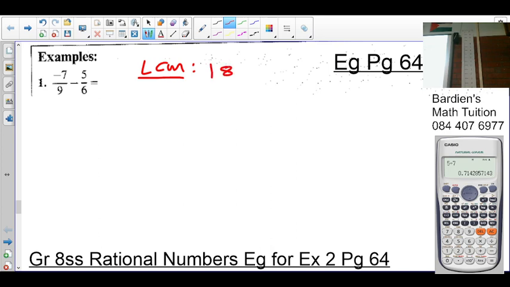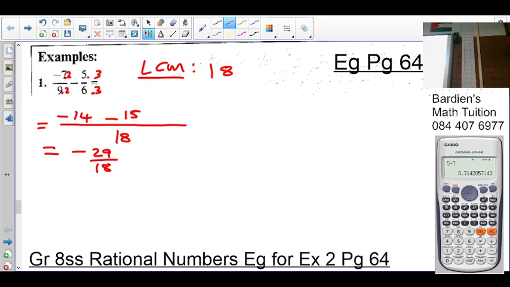Okay. So we go here. We put it as one denominator, 18. Or I could have used two separate denominators. Okay. So 9 times what is 18? 2. So I'll multiply that by 2, which is going to give you negative 14. Minus 6 times what is 18? 3. That was 2, that's by 3. So I get 15. What's negative 14 minus 15? Negative 29 over 18.